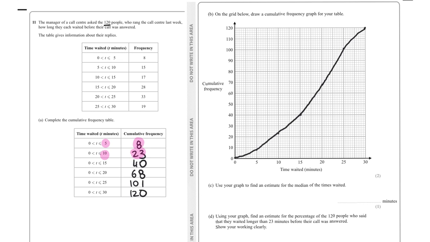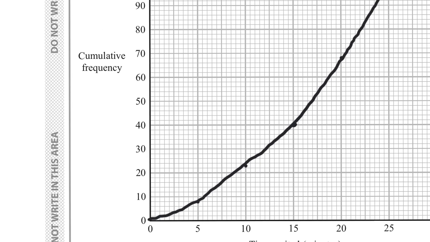Right, so now we've drawn it, okay? Please do not use a ruler to connect the dots. You will not get the mark. It then says, use your graph to find an estimate for the median of the times waited. Well, if we had 120 people, the median out of 120, once in order, and this is all in order now, is 60. You need to show that you have gone across 60 using a ruler.